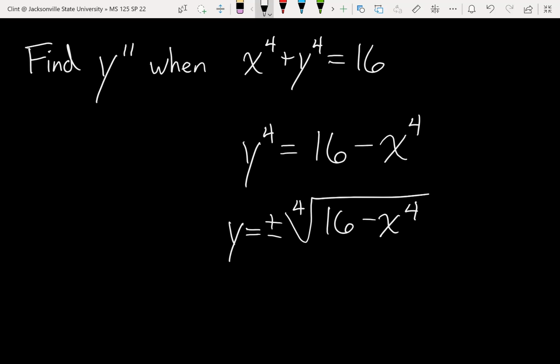So it's kind of messy that way. This is not too bad. This is not too bad. So good thought. Good thought.